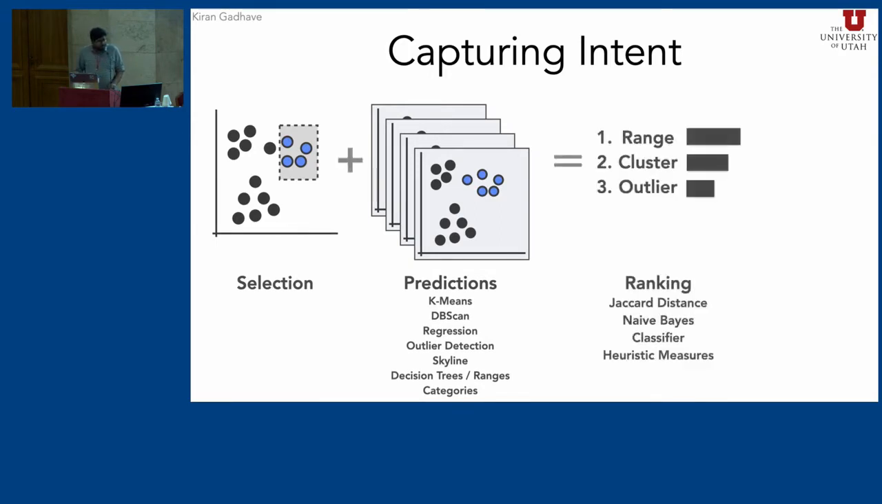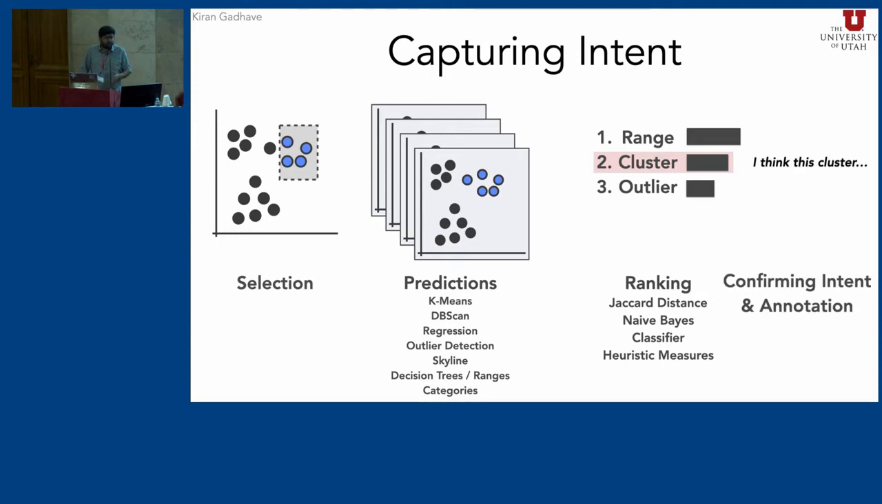We then rank the outputs of these algorithms as predictions for the analyst to select, and maybe improve on their original selection using one of the predicted patterns. For example, the analyst could say this cluster prediction actually improves on what I originally wanted to do, and then improve their original brush selection using a cluster. They can also annotate this semantic selection with some domain knowledge on how it applies.